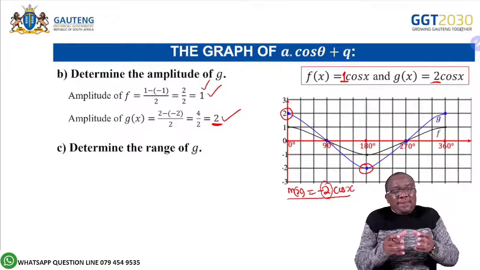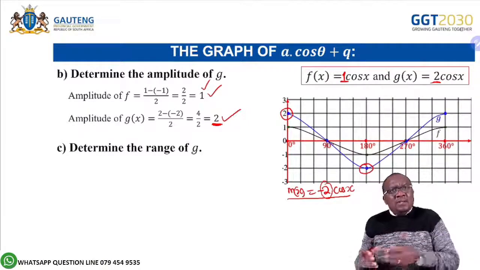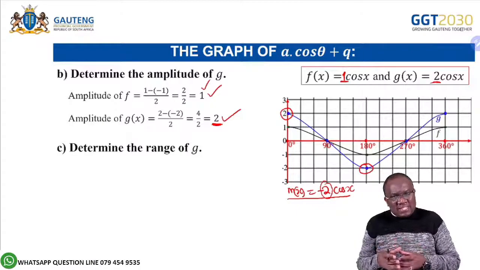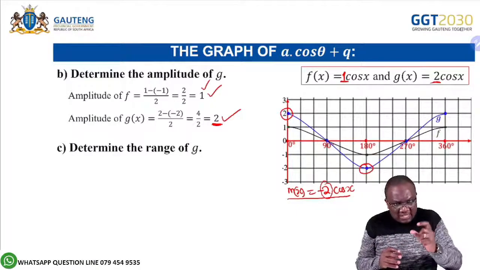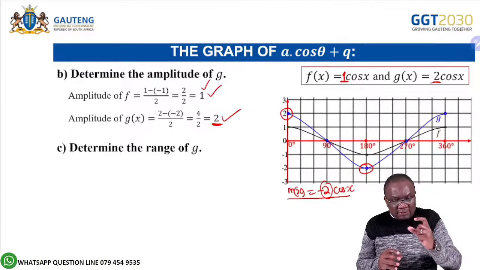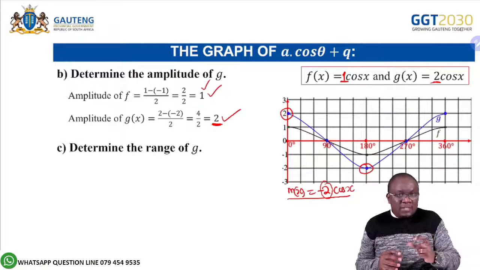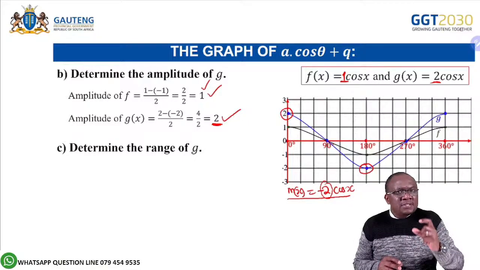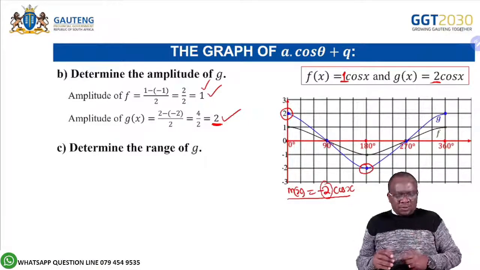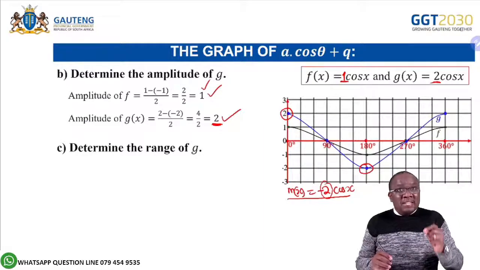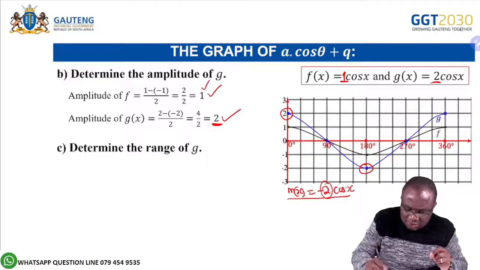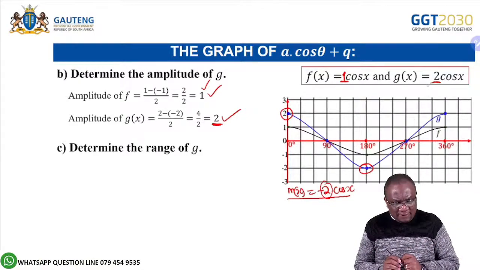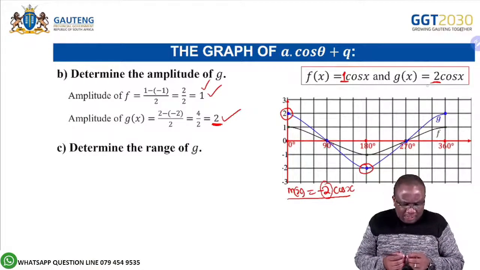So if a is greater than 0, then the amplitude is equal to a. But if a is less than 0, for the amplitude, just take the magnitude of that value and ignore the sign. Amplitude is always positive. Don't forget that. But there is a connection between the amplitude and the value of a. Remember that, okay?